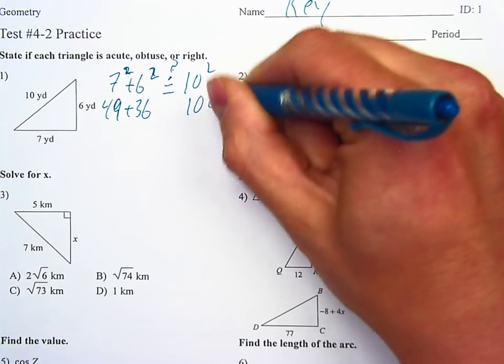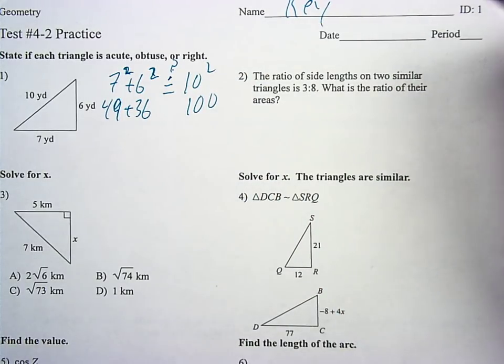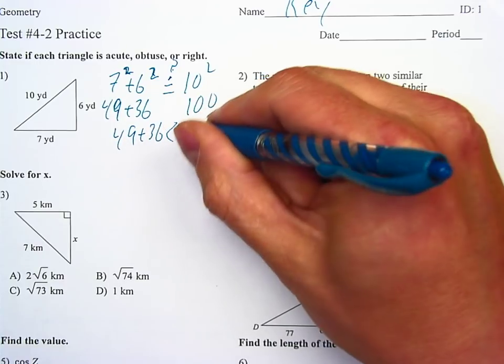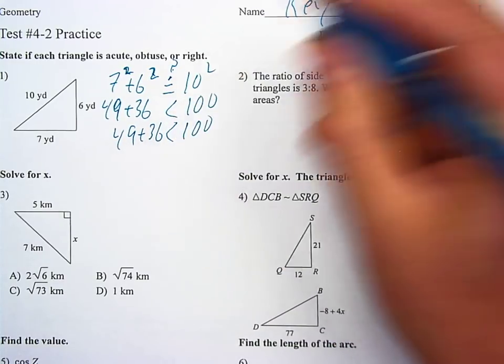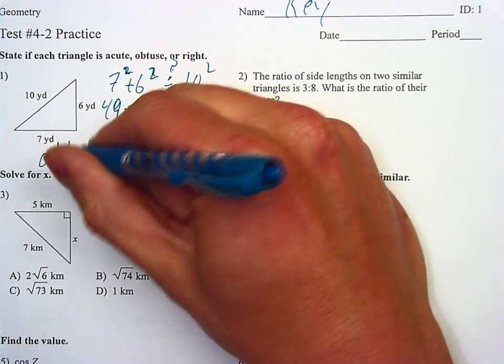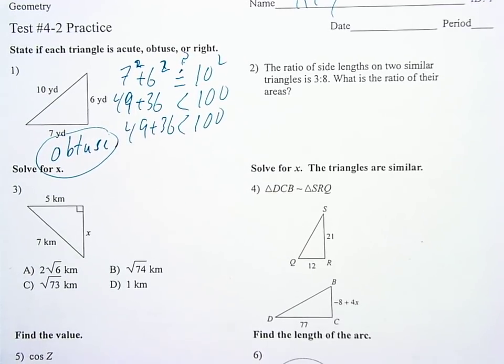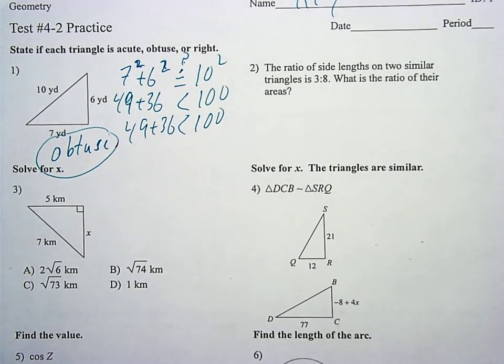is, comparatively speaking, to 100, well, that is less than 100 because 49 and 36 is 85. So because the hypotenuse squared is greater in value than the sum of the sides squared, this triangle is obtuse. In other words, if that 7 had been a 9, 81 and 36 would have been 117. This would have been an acute triangle. If that 7 had been an 8, 36 and 64 would have been equal to 100, and this would have been a right triangle.